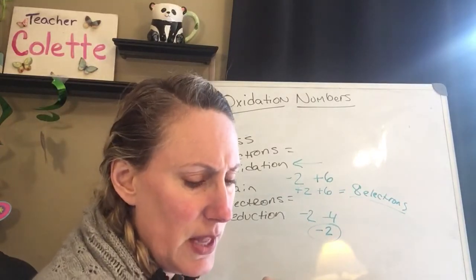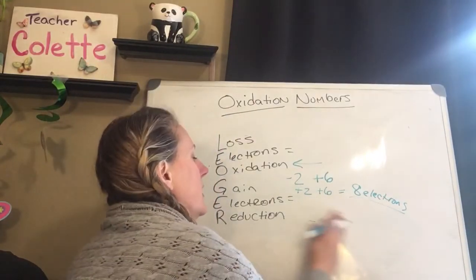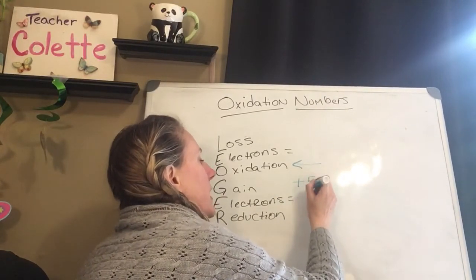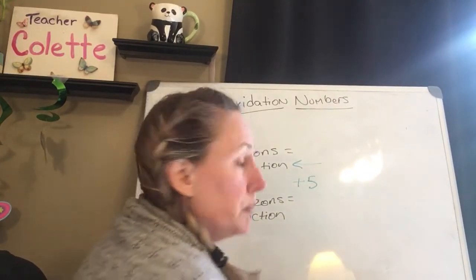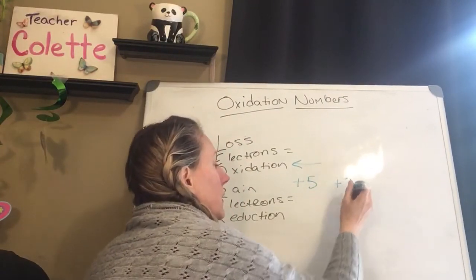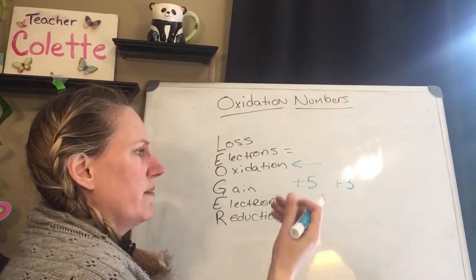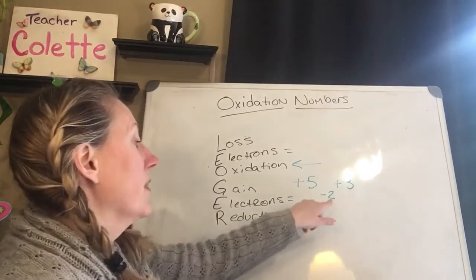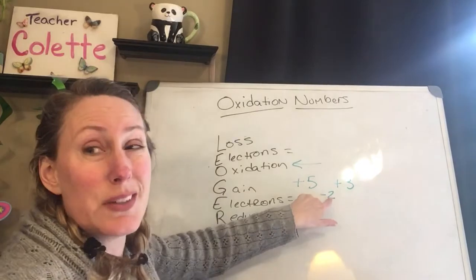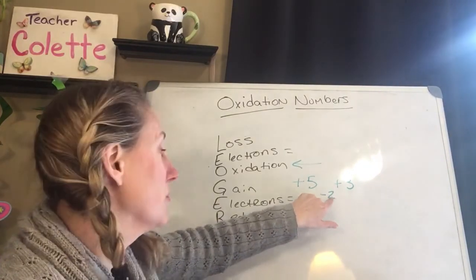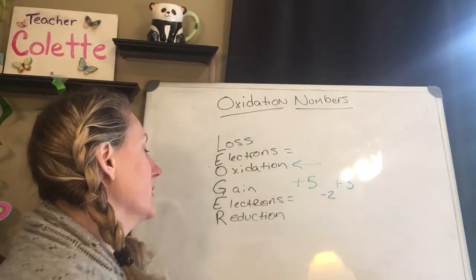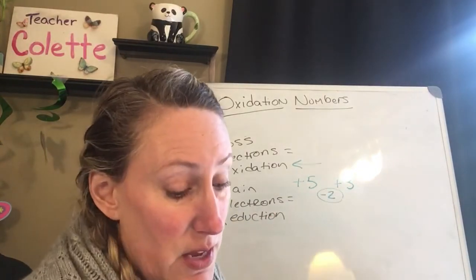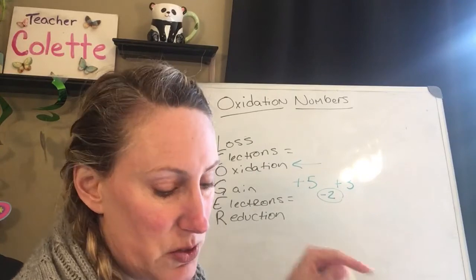An atom was +5 and goes to +3. How do you go from +5 to +3? Well, I have to subtract 2. That means I gained 2 electrons. When I have to subtract 2, I gained 2 electrons, so that's reduction, and 2 electrons participated. So you're going to say reduced, 2 electrons participated.